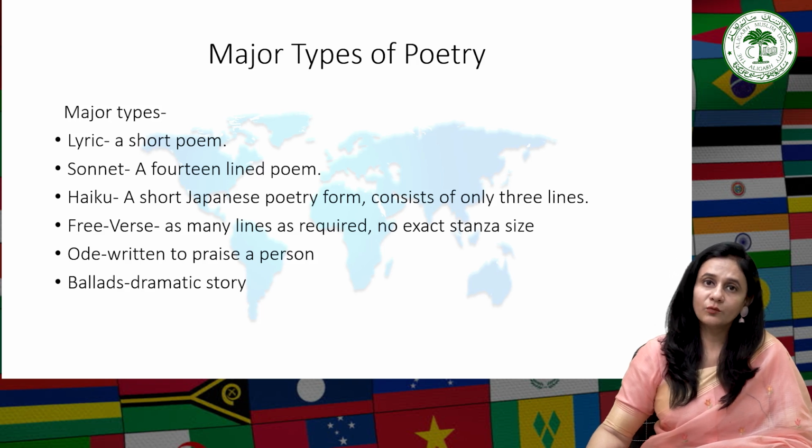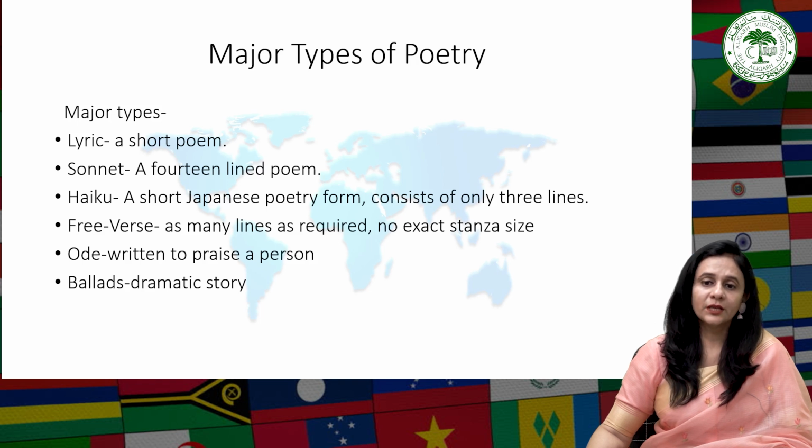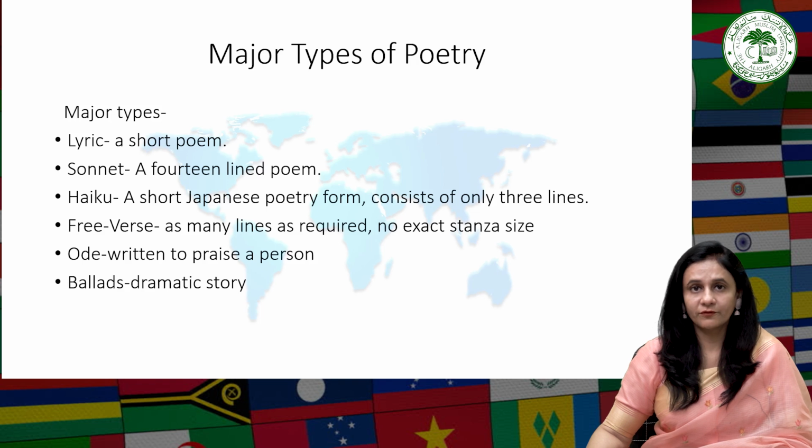Next important form of poetry is ode. Ode is that form of poetry which is believed to be taken from ancient Greece, and it is believed to be written for glorifying something.